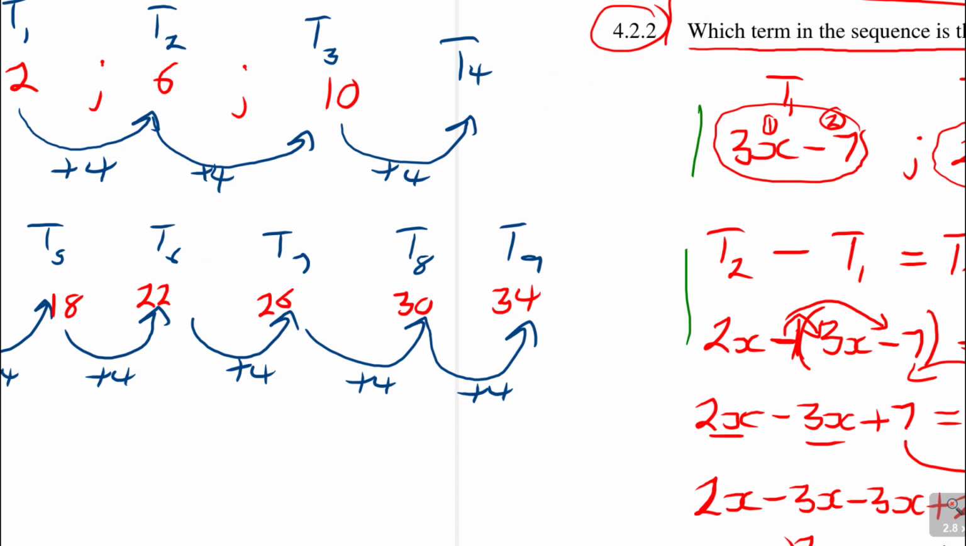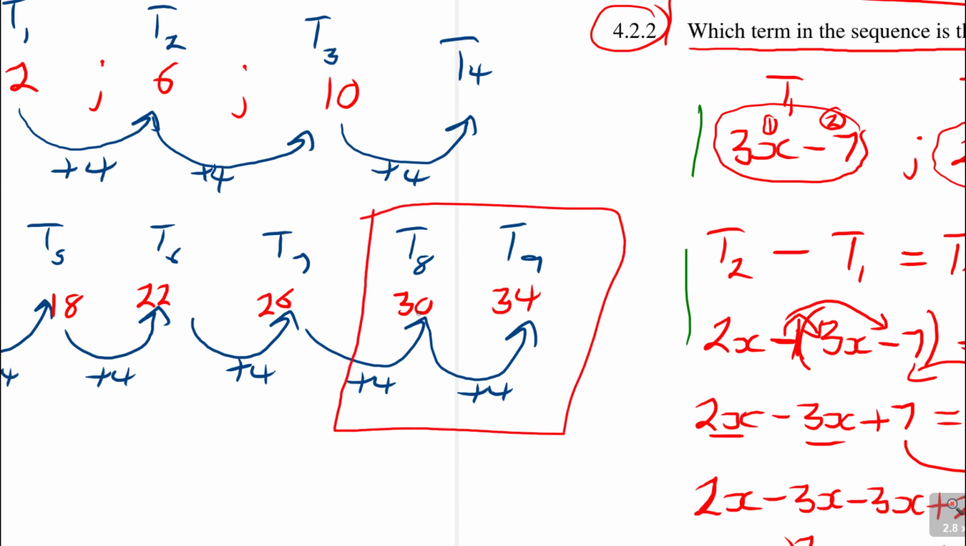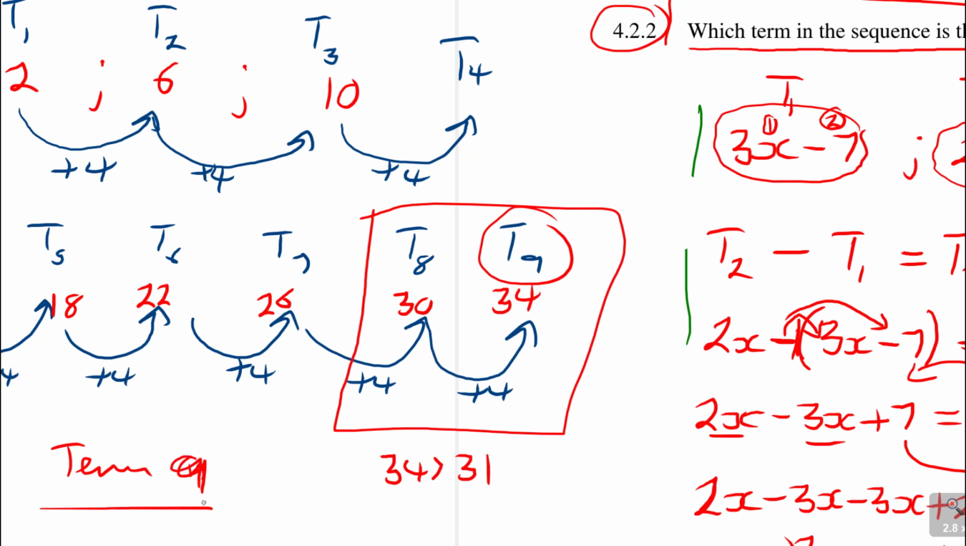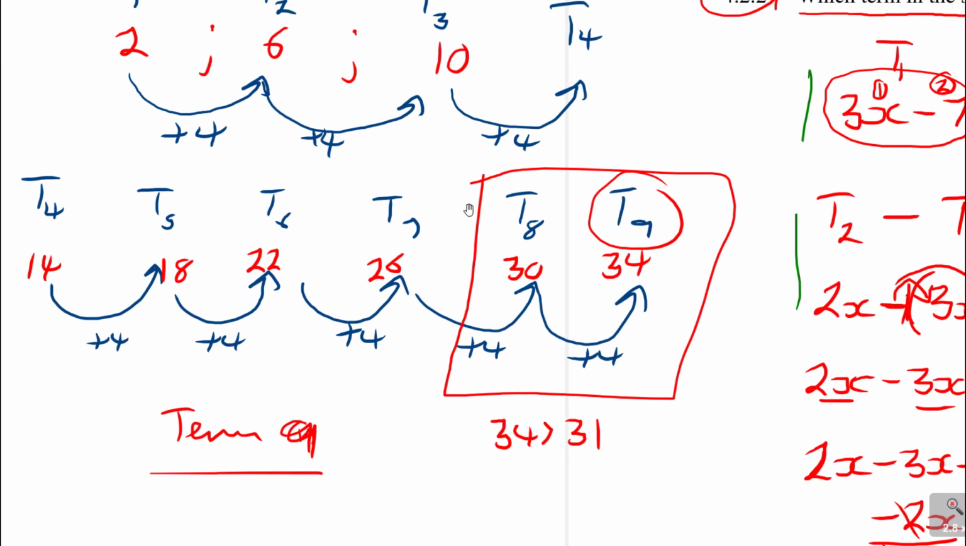Look at this. The answer is here, to be greater than 31. T8 is 30, so it is less than 31. But T9 is 34, and 34 is greater than 31. So the term there is term number 9. You can just say term 9. We can do that, but this was the long way of doing it.